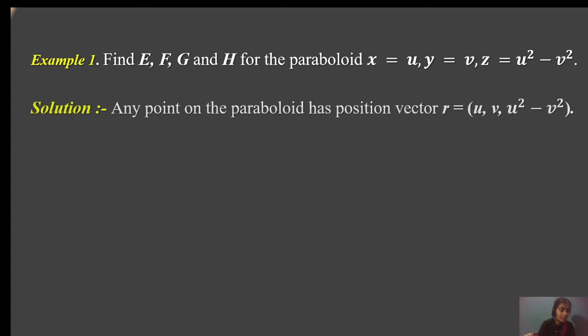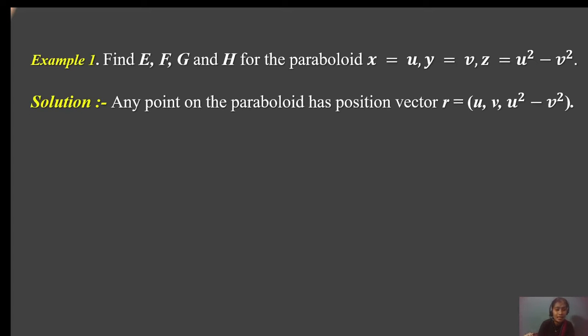As an example, find E, F, G and H for the paraboloid x equals u, y equals v, z equals u squared minus v squared. What is the solution for the paraboloid? It has position vector r equals (u, v, u squared minus v squared).